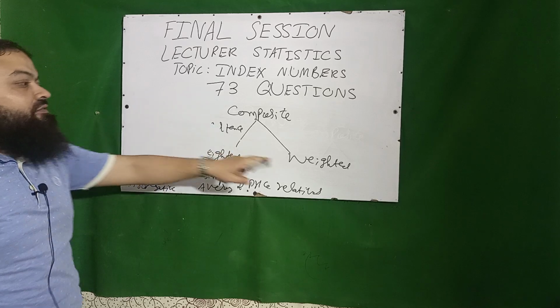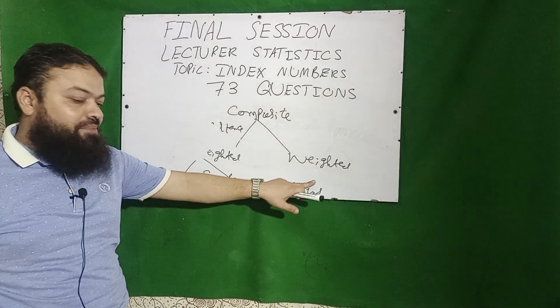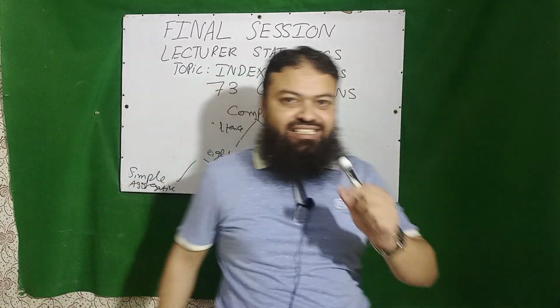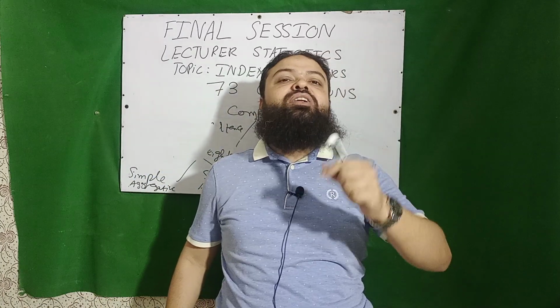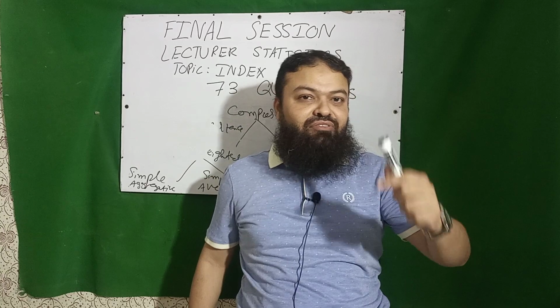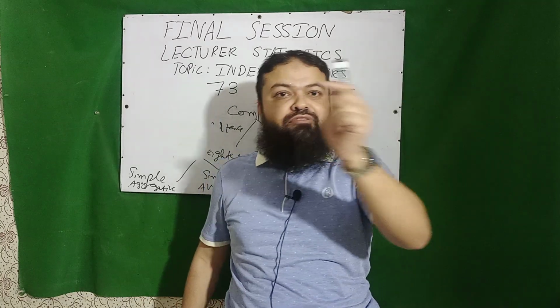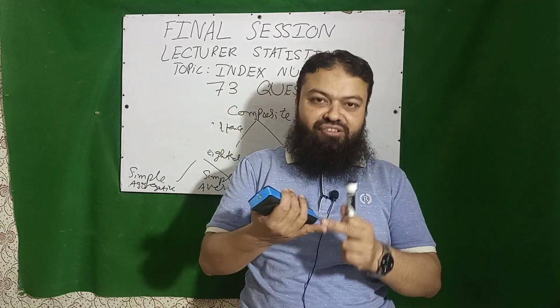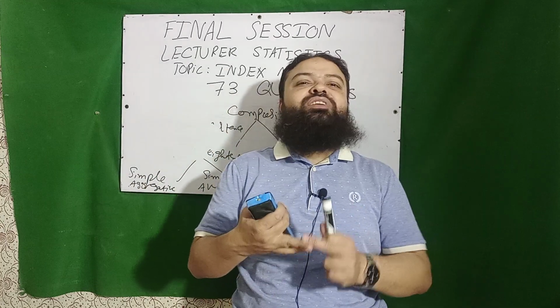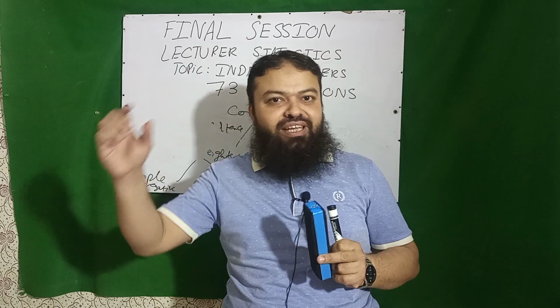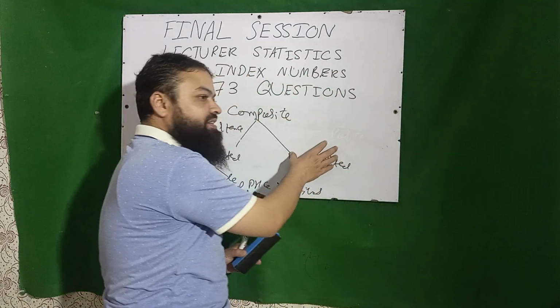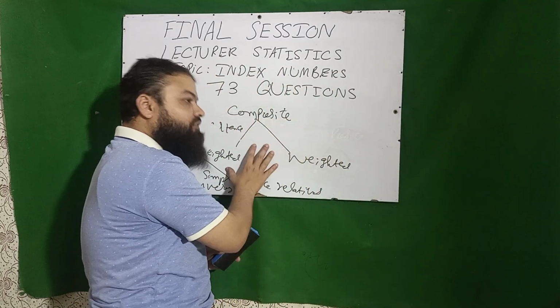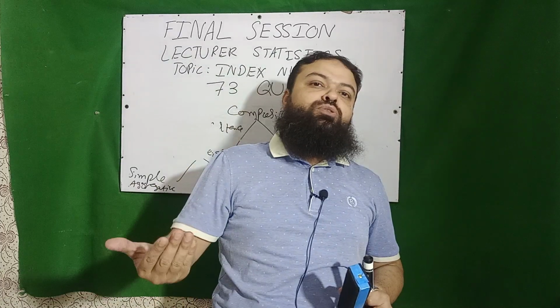And dear students, when weighted is used, a very important MCQ, whenever all the items, all the commodities are not of equal importance, then we move towards weighted. We give weights to all the commodities, to all the items. For example, salt and oil are not of equal importance, then we give the weights to them and we move towards the weighted. Both are composite. In both we are interested in two or more than two variables.